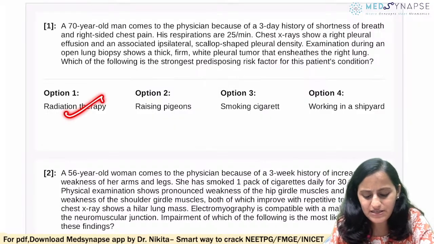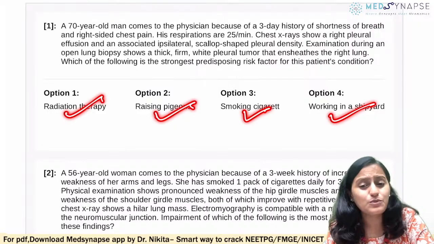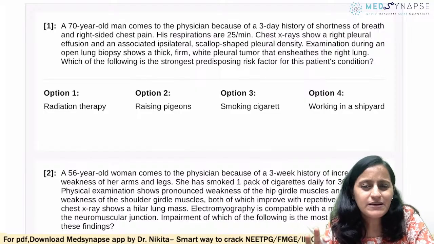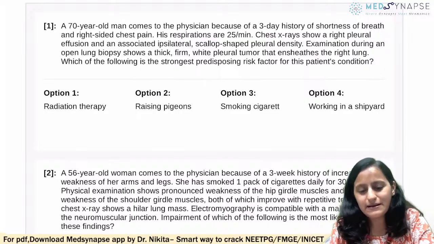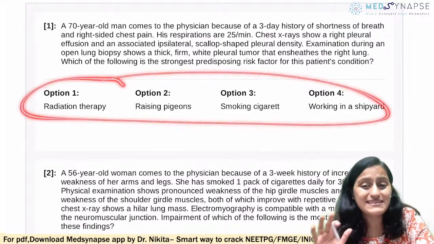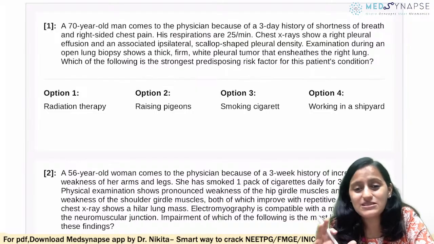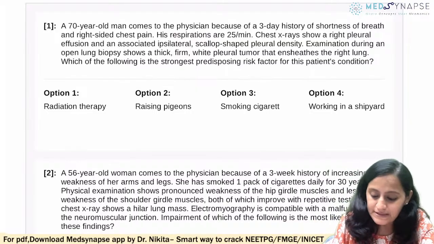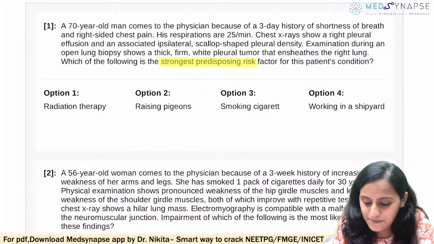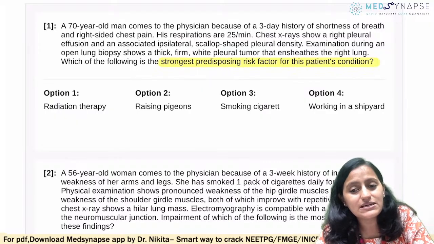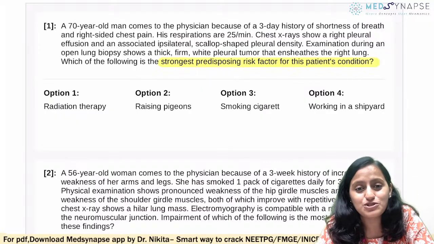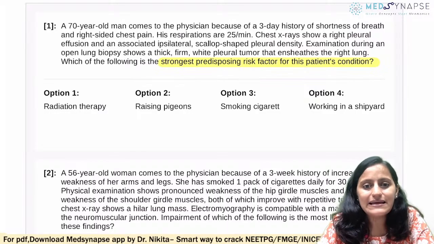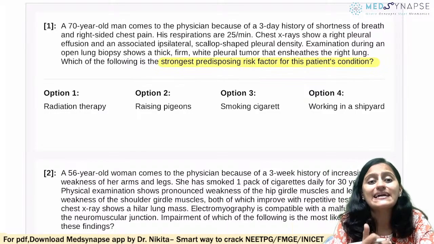So radiation therapy, raising pigeons, smoking cigarette, working in shipyard, it gives you a rough idea that maybe this is something related to some disease, occupational exposure, some exposure risk, right? So which of the following is the strongest predisposing risk factor? You read the last line first. That is what the question is asking. And then you see the second last line.